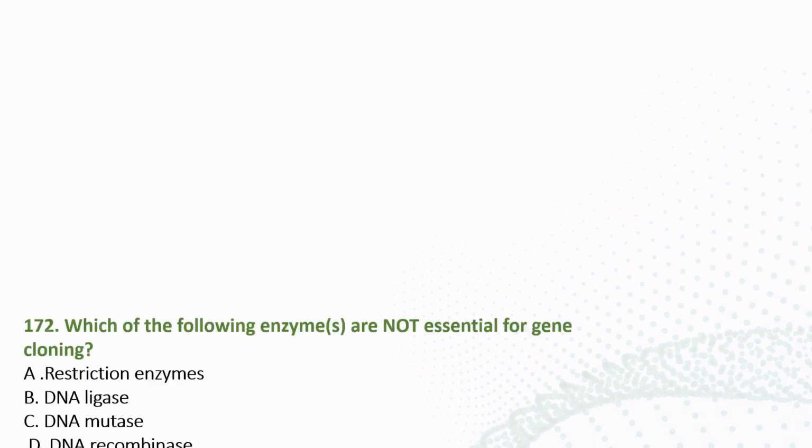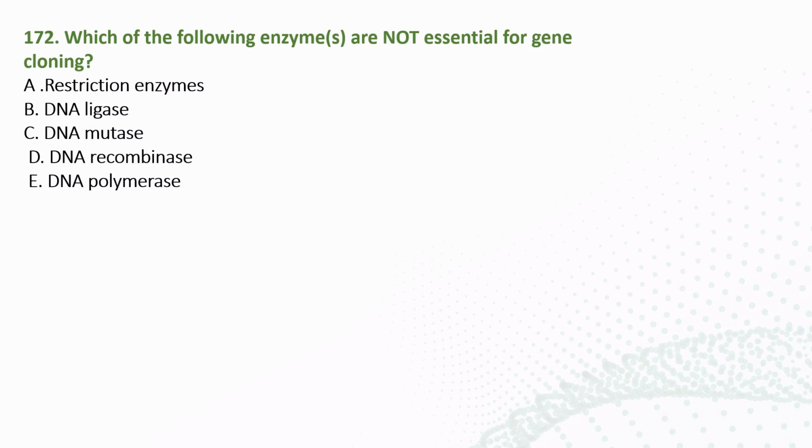Okay, we'll move on to the next question. Which of the following enzymes are not essential for gene cloning? Here they have given so many enzymes, and you have to say which enzymes are not involved in the cloning of genes. There are restriction enzymes, DNA ligase, DNA mutase, DNA recombinase and DNA polymerase. You have to say which is not essential for the cloning.